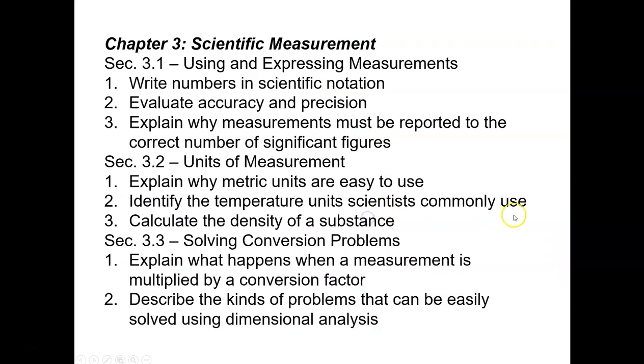So we've got the objectives for the chapter. Chapter 3, scientific measurement, has 3 sections. Each of them has a set of objectives that you should be able to do before you get to the test. You've got one test under your belt at this point, so you have an idea of what a test in chemistry looks like, and hopefully you did pretty well because you prepared yourself. This is one of the things you can use to prepare yourself. You should be able to write numbers in scientific notation before we get to the next test, or evaluate accuracy and precision, and so on and so forth. And we're going to learn how to do all of that here.